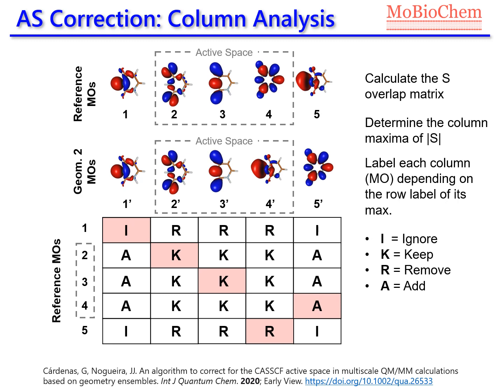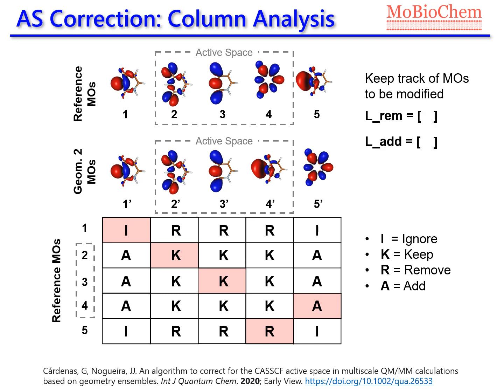Now, the really interesting thing happens with orbitals 4' and 5'. Now, it is pretty much intuitive here from just visualizing the orbitals that these two orbitals are not in the right positions. So if you had a larger system, we would in any case need to keep track of all the orbitals that would need to be removed, like in the case of 4', or added, like in the case of 5'.